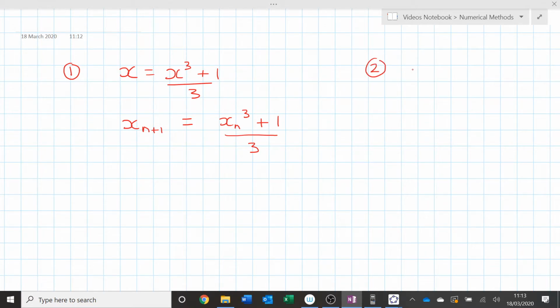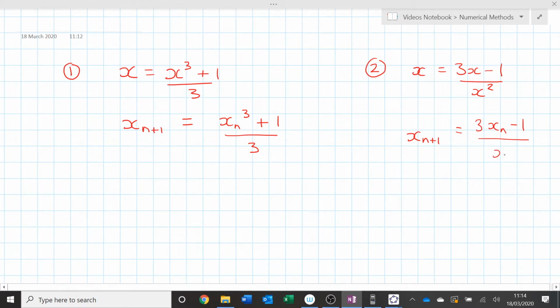So if I had my other rearrangement, for example, I had this one. Again, I would just take the x on the left-hand side and I would make it x n plus 1. And on the right-hand side, I'm going to make it 3 x n minus 1 over x n squared. So again, if I want the next term in a sequence, I put a term into the right-hand side to get the next term. You will, of course, need the first term in the sequence.